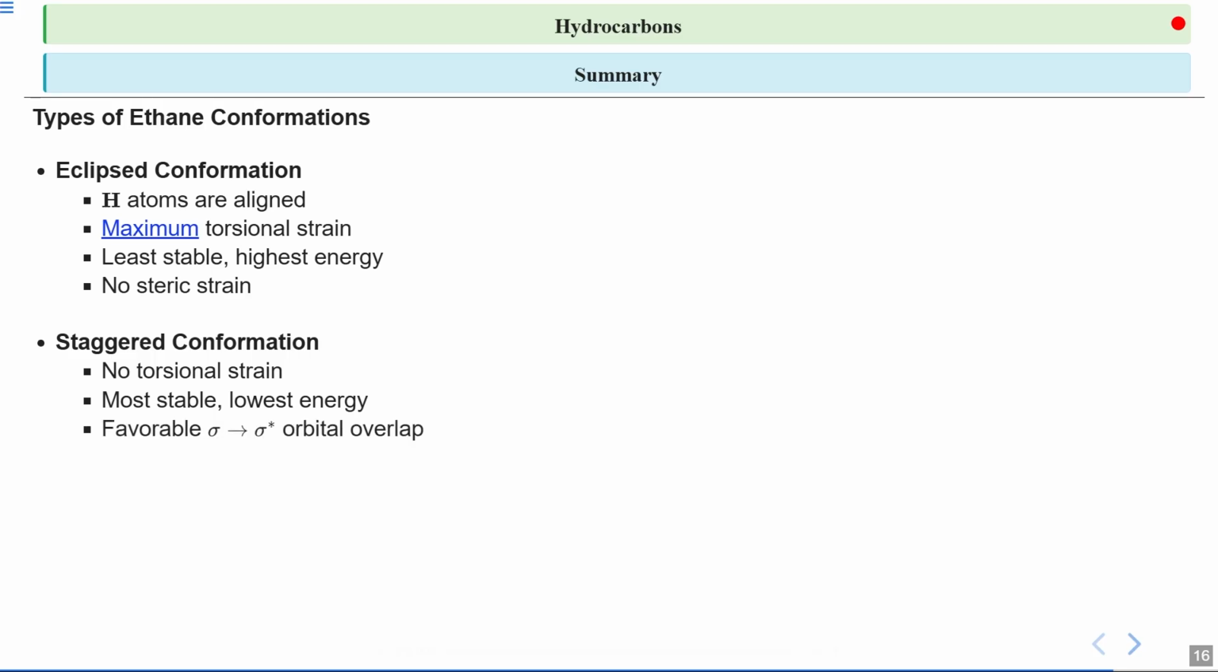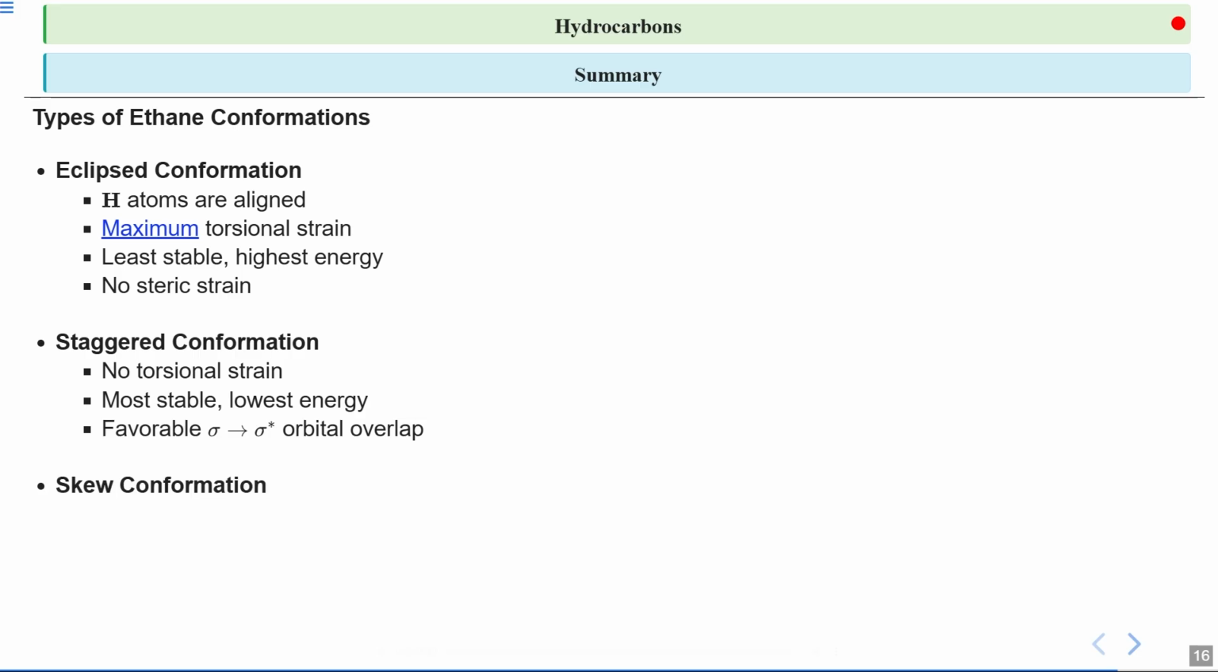Additionally, they have a sigma to sigma star donation, which is a kind of stabilizing factor because here the electrons are being delocalized. So two things are there. First of all, they lack strain. They don't have any strain, neither torsional nor steric. At the same time, they have an additional stabilizing factor, which is sigma to sigma star donation or sigma to sigma star orbital overlap.